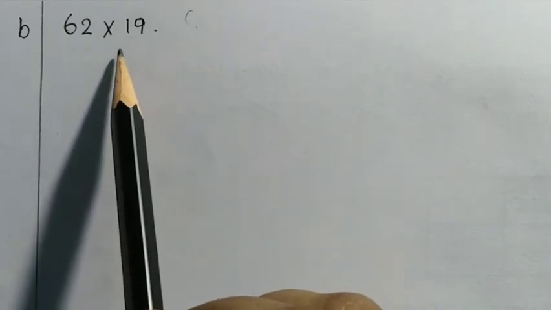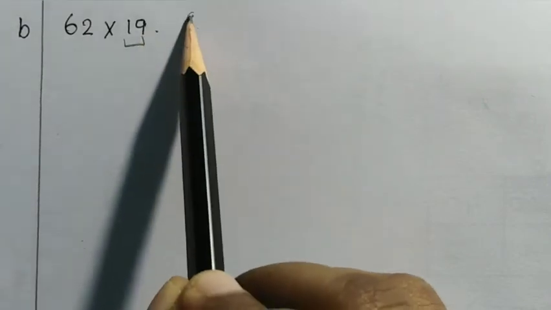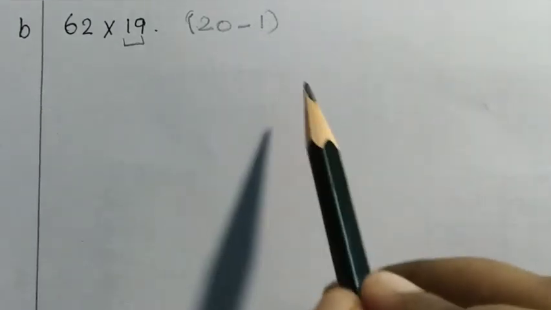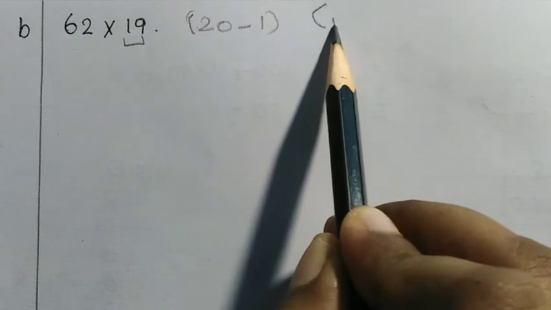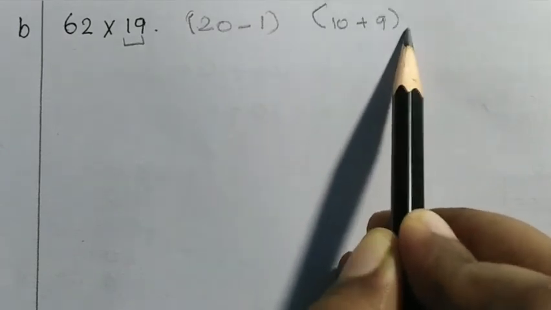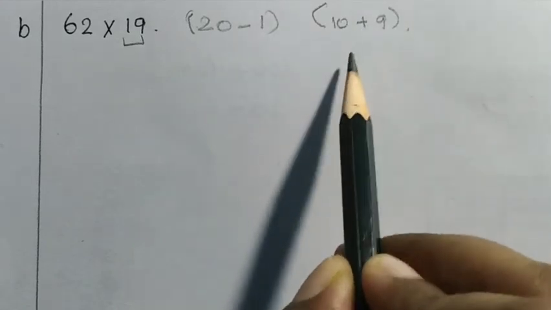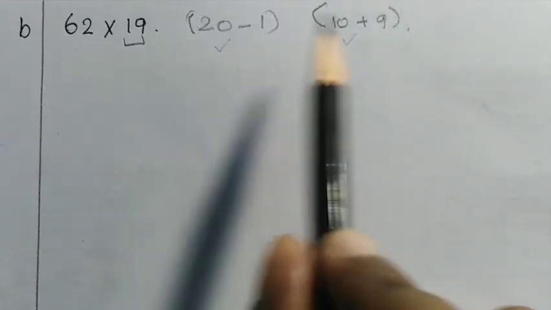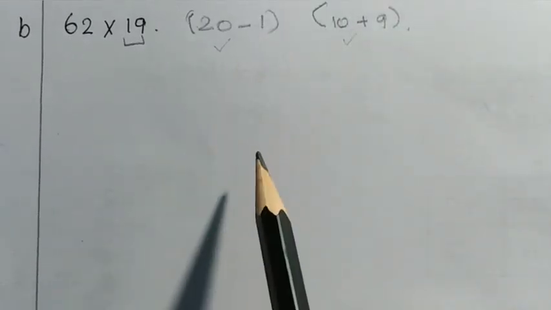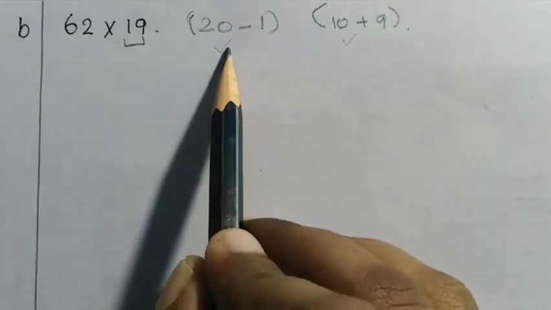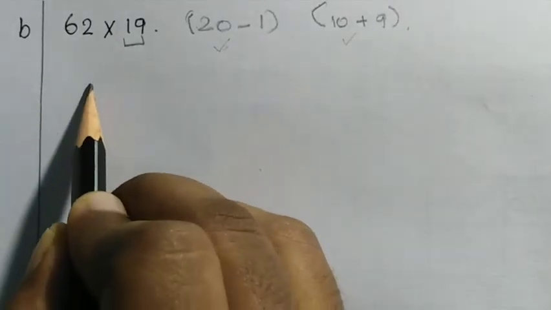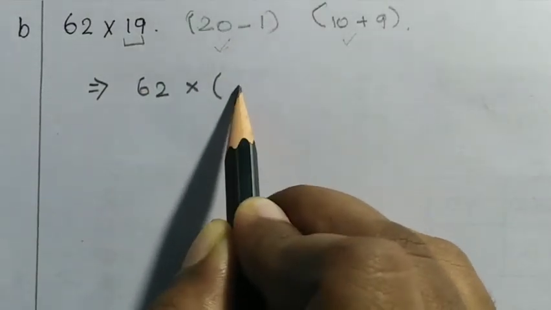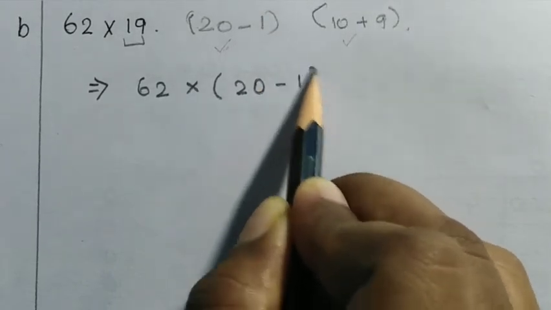In the previous exercise, we split 19 as 20 minus 1. Yes, here now we are going to split the number 19 as 10 plus 9. First let us solve using this method and then using this method also. You can use any one of these methods for solving the problem. Okay, so first let us use this one. 62 into 19 will be written as 20 minus 1.